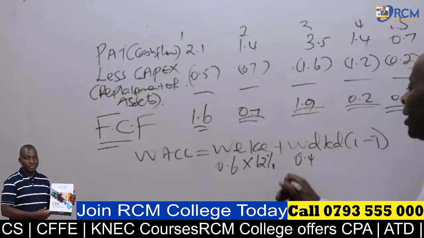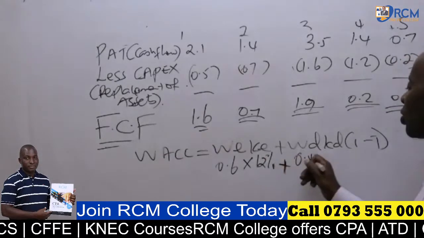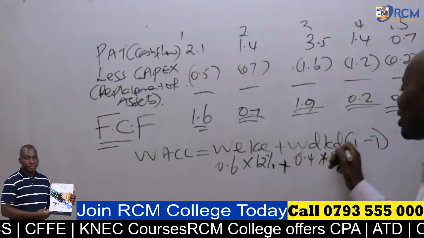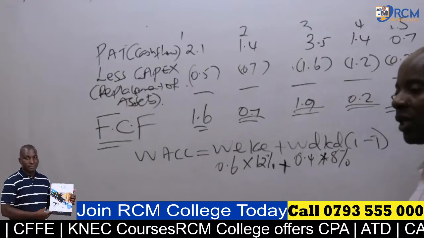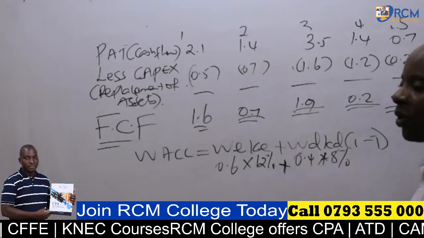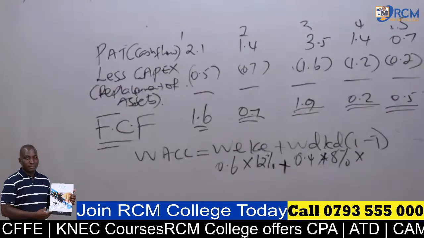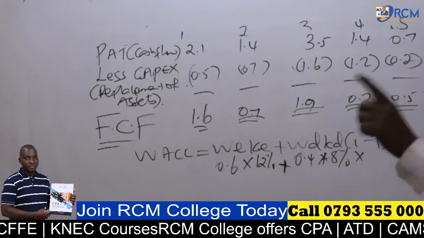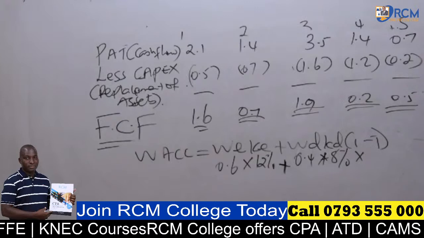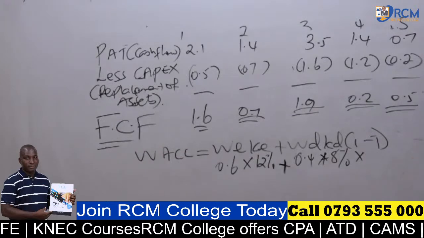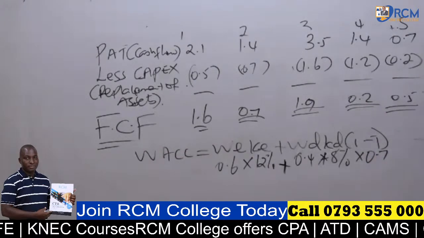Cost of debt, these guys spoke about the cost of debt being exactly equal to the risk-free rate of return. Cost of debt is the same as the risk-free rate of return, ladies and gentlemen, multiplied by 1 minus taxation. Tax is 0.3, so 1 minus 0.3 gives us 0.7, like that.